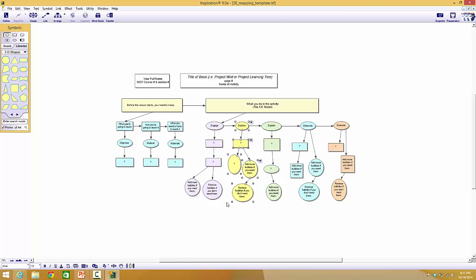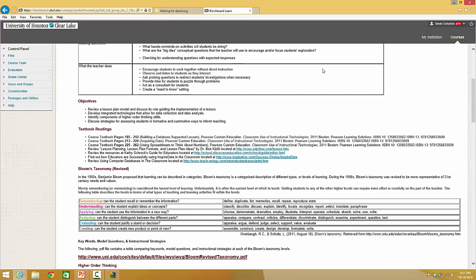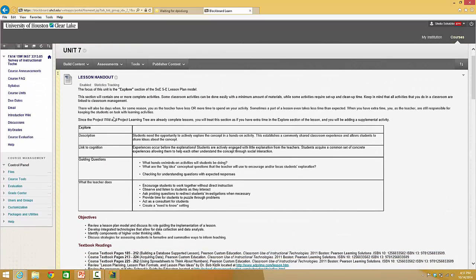Now, remember that when you're doing these assignments, you're still going to do the lesson like it says in the book. Okay, let me go back to the unit here. I want you to really pay attention to this. It says, since the Project Wild and Learning Tree are already complete lessons, you will treat this section as if you have extra time in the Explore section, and you will be adding a supplemental activity. So you still map out your lesson like it is in the book, and then you add this component. So hopefully you did that for Unit 6.